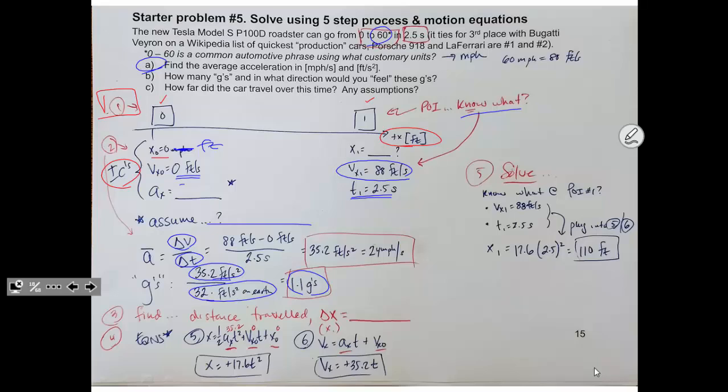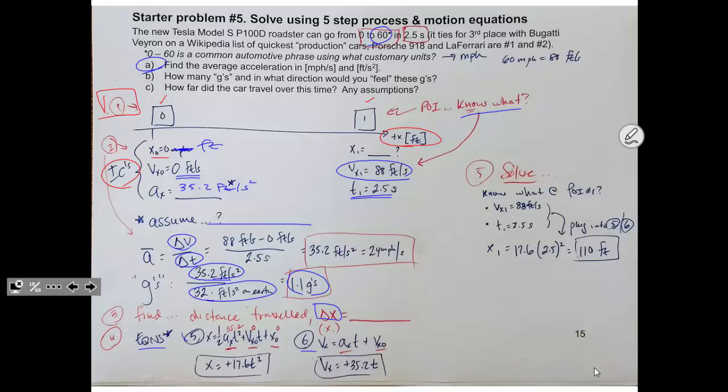My position equals 17.6 t squared. And all I need to do now is plug in my time. They gave us a time. So go ahead and plug in 2.5 seconds into this equation, work out your numbers, and you will get the distance traveled. I did that over here. And I plugged in my number here and calculated, and there's my answer.